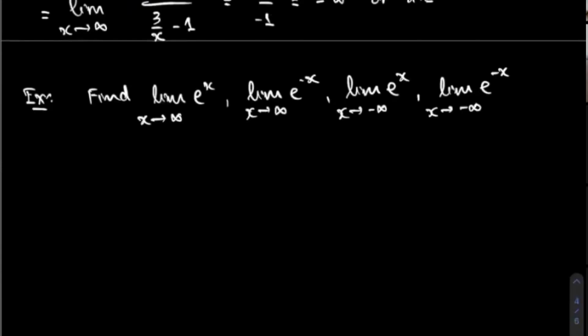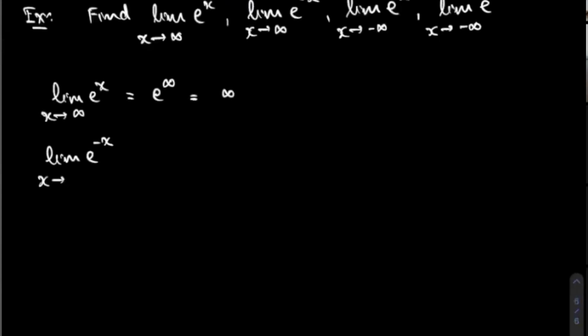All right. So the first limit, right? The limit of e to the x as x approaches positive infinity. Right. So exponential functions, right? Infinity is a very big number. e to the infinity is going to be a huge number, right? So this should give me infinity.